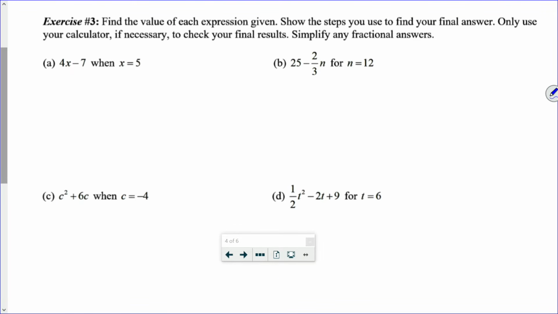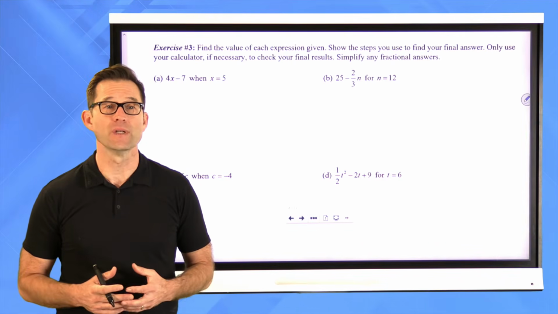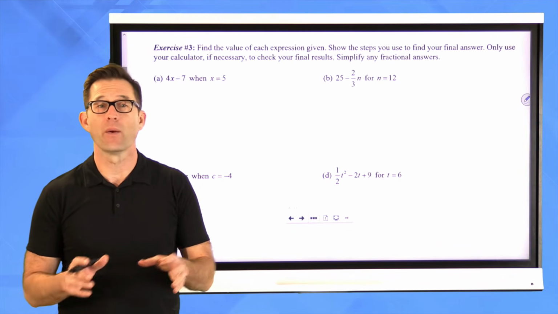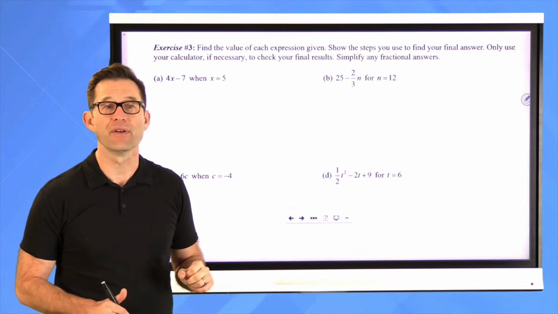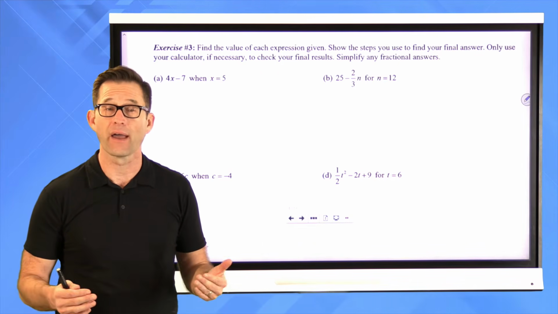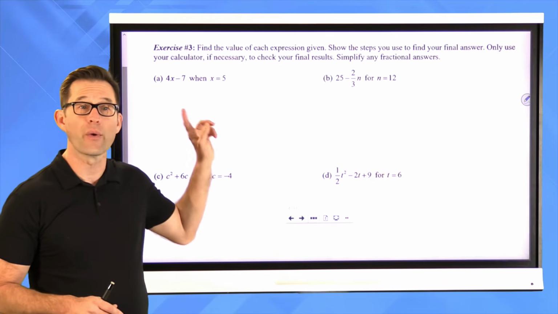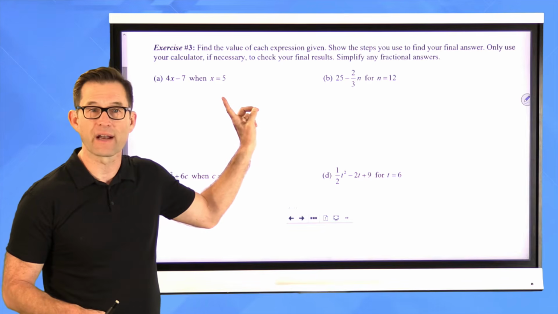Find the value of each expression given. Show the steps you use to find your final answer. Only use your calculator if necessary to check your final results. Simplify any fractional answers. All right, great. This truly is a combination of what we did in exercise 1 and what we did in exercise 2, right? So if I look at letter A, I've got the expression 4x minus 7 when x is equal to 5. In other words, I want to know what 4x minus 7 is when x is 5. So the first thing I have to know is that what's going on here is I'm taking x, multiplying it by 4, and then subtracting 7.